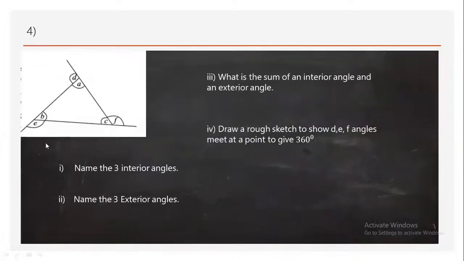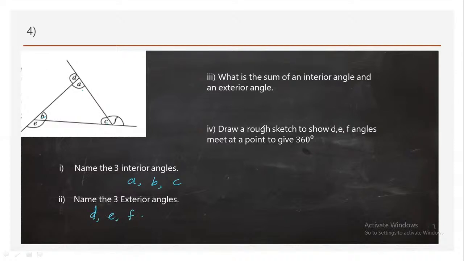Next question. Name 3 interior angles. What is the meaning of inside angle? So, what are the interior angles here? A, B, C. A angle, B angle, C angle. Name 3 exterior angles. Only 3 exterior angles because this is a triangle, right? A triangle has 3 interior angles and 3 exterior angles. So 3 exterior angles we can write D, E, F.